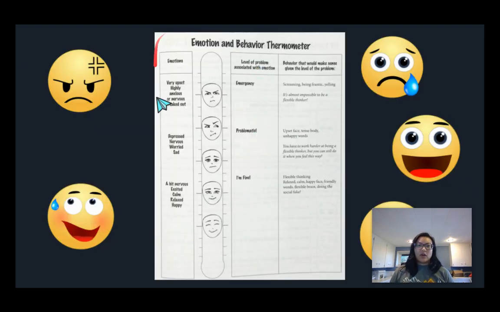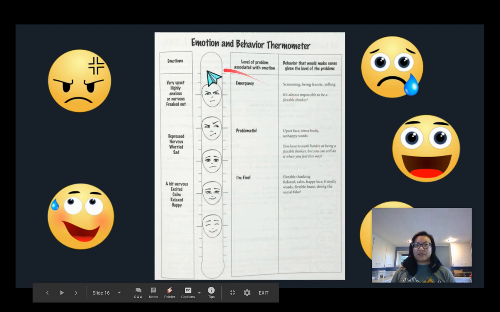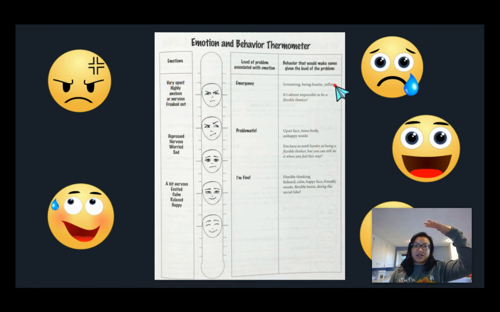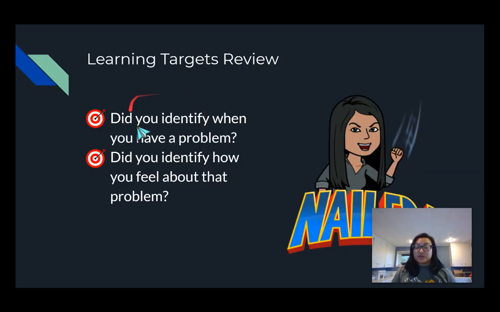So that's that full thermometer. Again, we looked at the very, very top. Those are the big problems, emergency problems. And then you have your medium sized problems where you're feeling worried or upset and you might need some help from a trusted person. And then at the very, very bottom, that's where you're feeling fine. Not really a problem at all. Those small problems that you could probably just fix yourself. So those were our 2 learning targets.